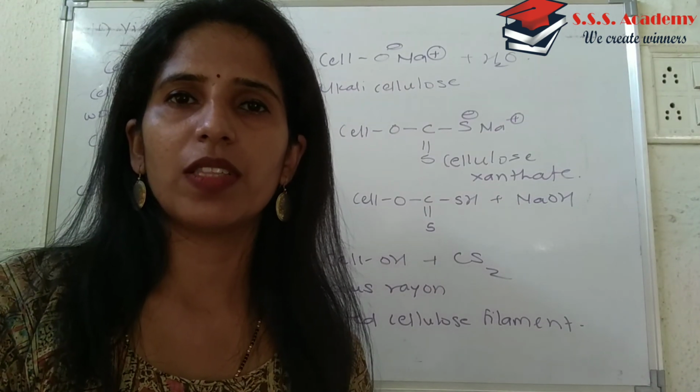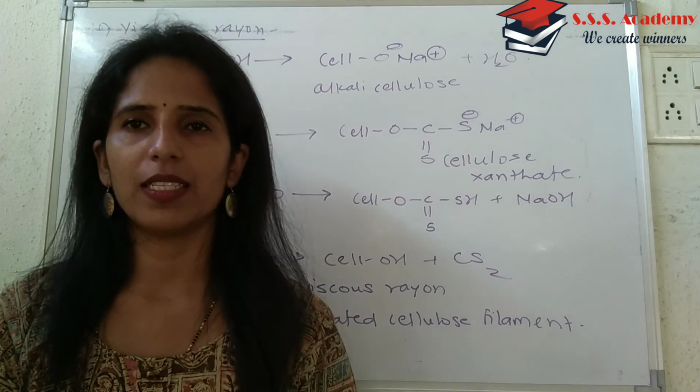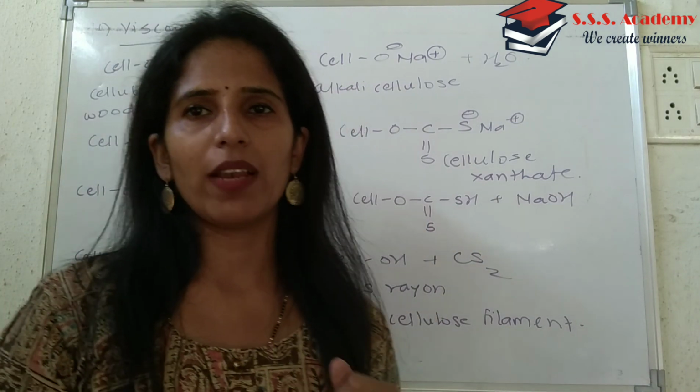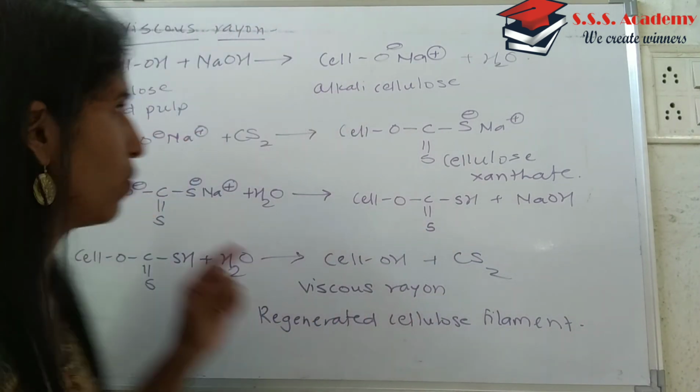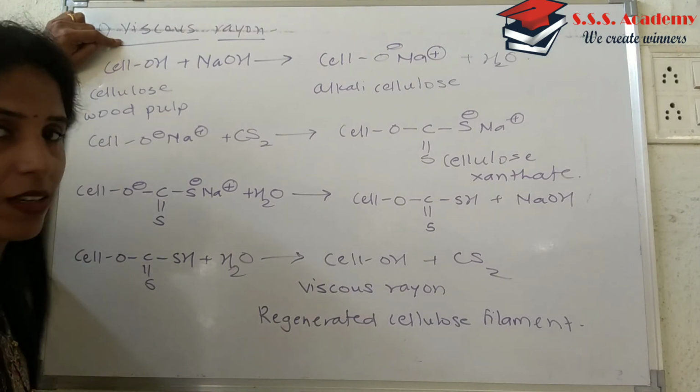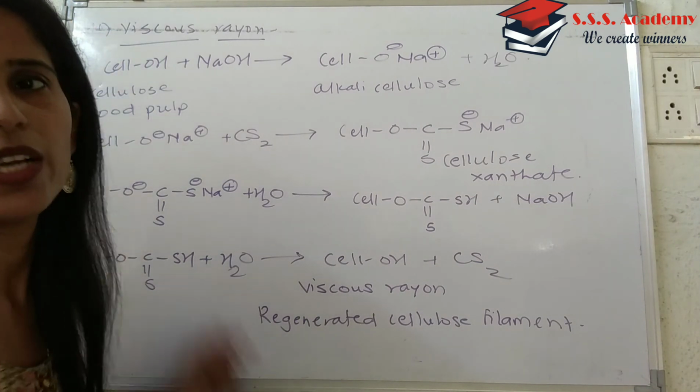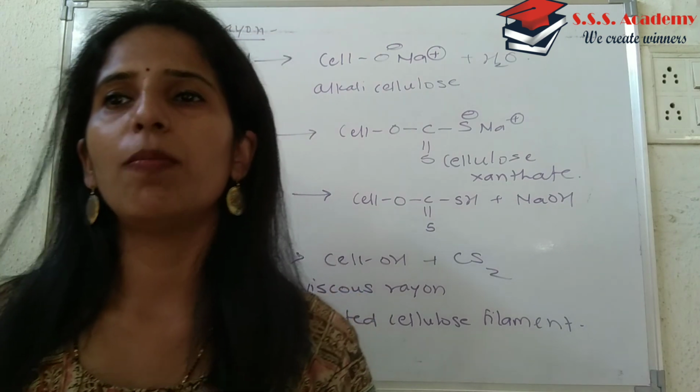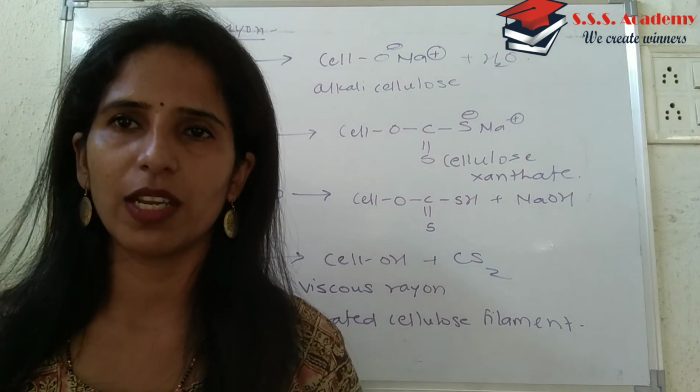Now let's start with viscose rayon. As I told you earlier, while writing viscose rayon, first you will mention it as a title: viscose rayon. Next to that you will write cellulose, that is wood pulp. It is converted into viscose rayon.